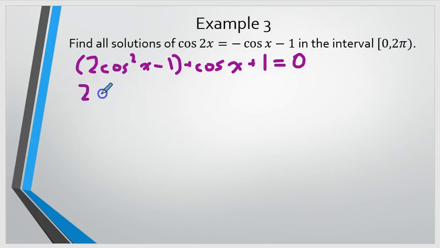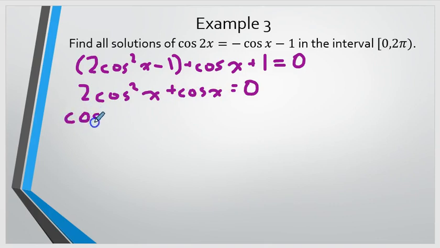So I see 2 cosine squared and a positive cosine, but the negative 1 and the positive 1 will cancel each other out. So I don't have a constant left anymore this way. So now we've gotten to a point where we can factor because I only have 2 terms. I have this term and I have this term, and they both have something in common. So this is that GCF. You should always look for a GCF before trying the other factoring techniques.